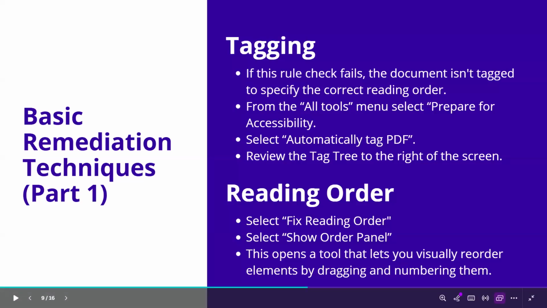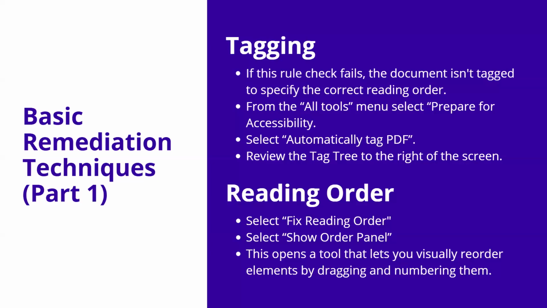And we're going to look at the tagging and reading order, and these are super important because if the rule check fails, the document isn't tagged to specify the correct reading order. So just to go over before we go to the next video, we're going to go back to the All Tools menu again and select automatically tagging our PDF. So I'm going to go to the next video.